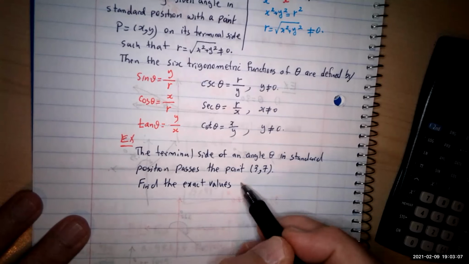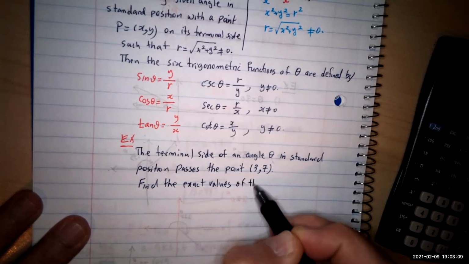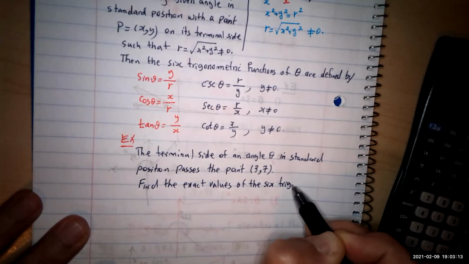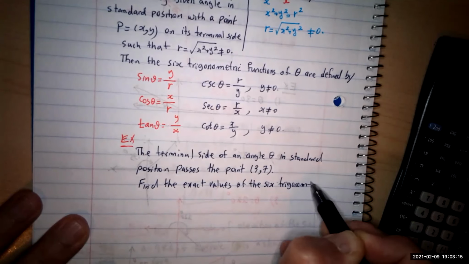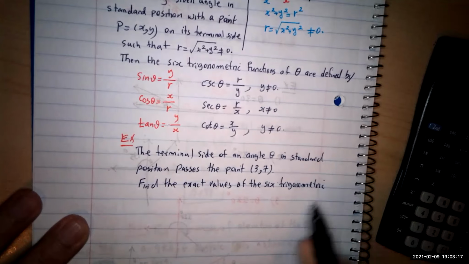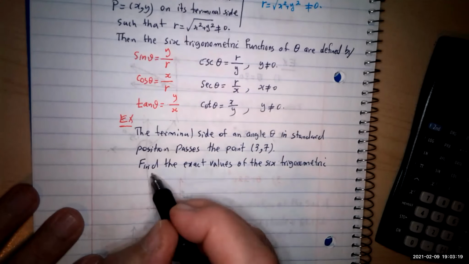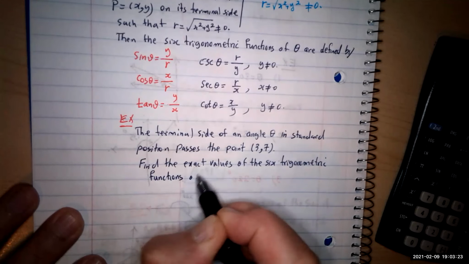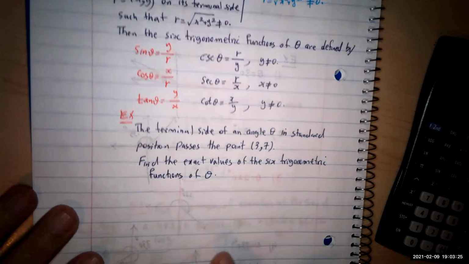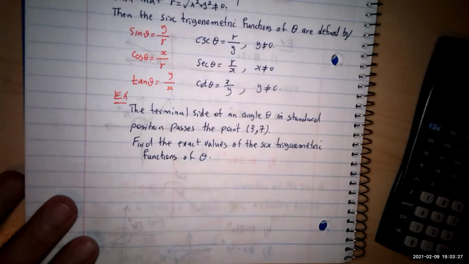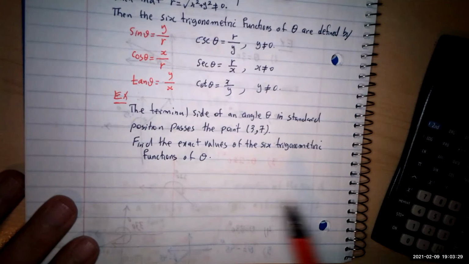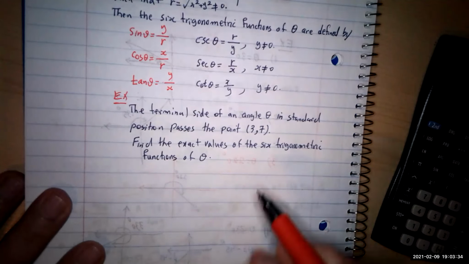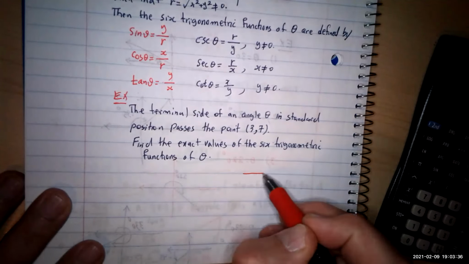Exact value of the six trigonometric functions of theta. That's it. So if you like, you can locate the point. It's going to be useful for the future. It's in the first quadrant, so nothing to worry about regarding those signs.